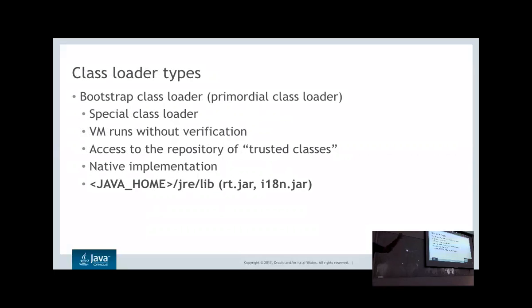Do you know about this? Okay, so the special thing about the bootstrap class loader is that it is a native implementation, not a Java implementation. And the VM runs it without any verification. These are classes like your String class and your Object class. There is no verification required because these are trusted classes. All the classes belonging to rt.jar are called trusted classes and the VM can load them without any verification. So we assume these classes are not a threat for the application. Any questions? It is very simple.